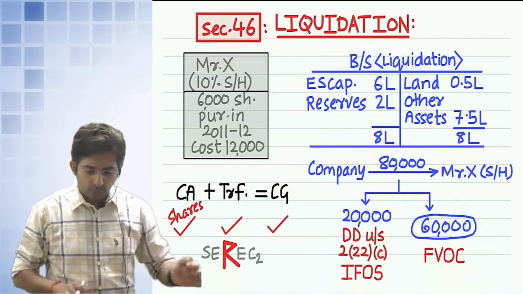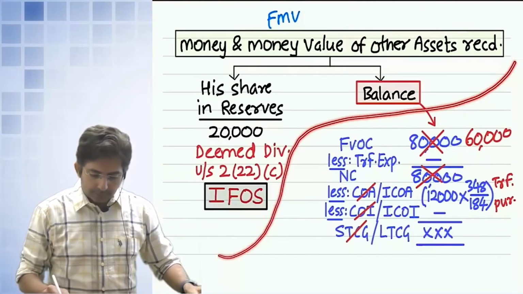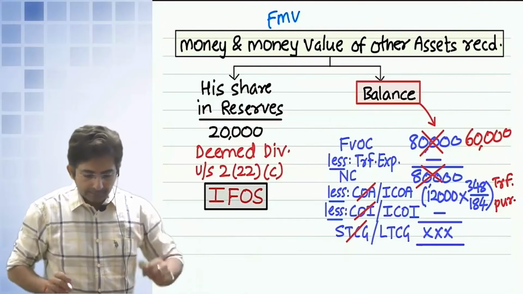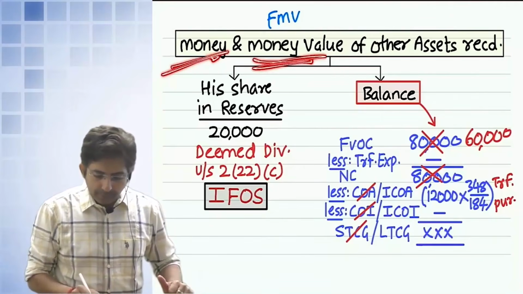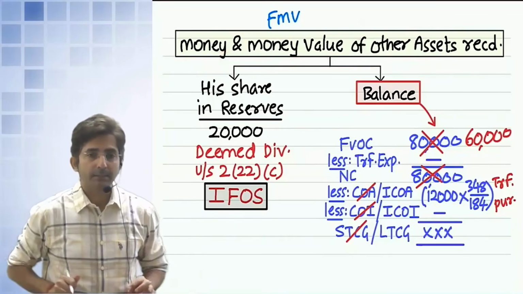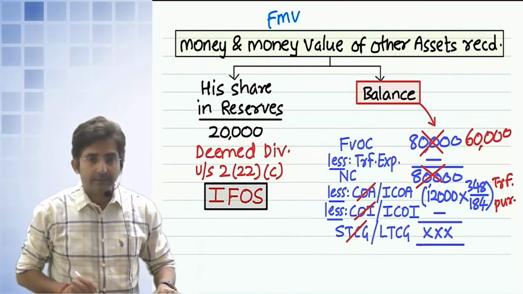See, I have written here, look at this. Can you read? See what has come on the screen now. This format is given in the Act. See, let us read together. What is given? Money and money value of other assets received at the time of liquidation. Tell me, why do we say money and money value of other assets?